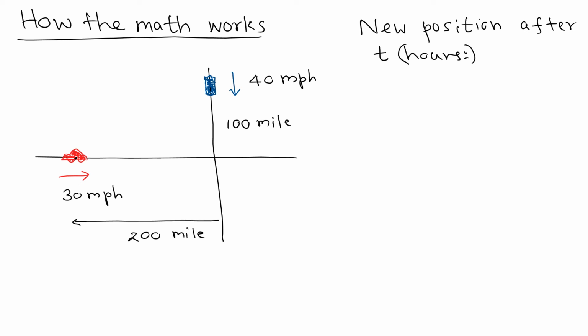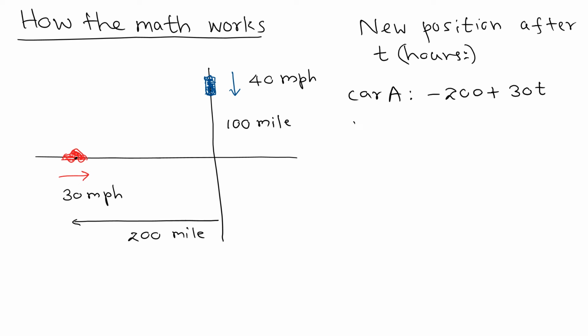What we try to do is find the new position after t hours. For car A, since it is at the negative 200 position and it's moving 30 miles per hour, every hour it moves 30 miles towards the east, which is the positive x direction. So for every hour you add 30, which means it is going to be negative 200 plus 30 times t. That is the position of car A.